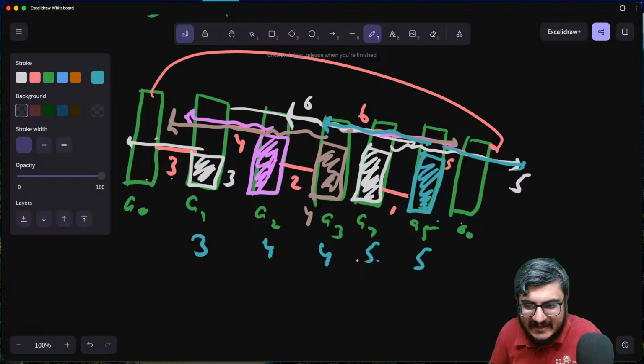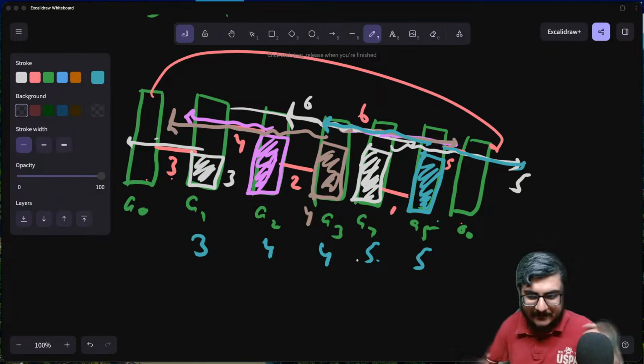So this is where we are. Any questions, anyone, on the idea first? Then we will jump on to how to implement this idea.